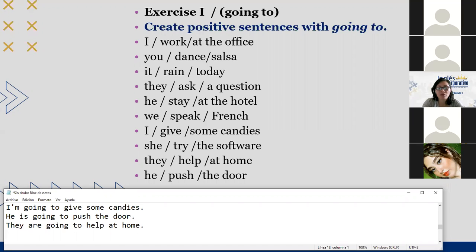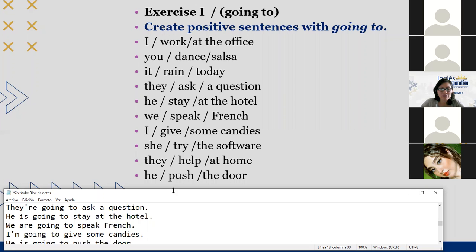Perdón, miss? Oh, you want to participate? Do you want to participate? Okay. She is going to try the software. Very good. Thank you. She is going to try the software. Excellent, okay? So all of these are affirmative sentences, right?